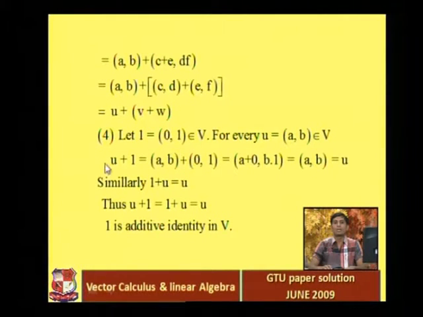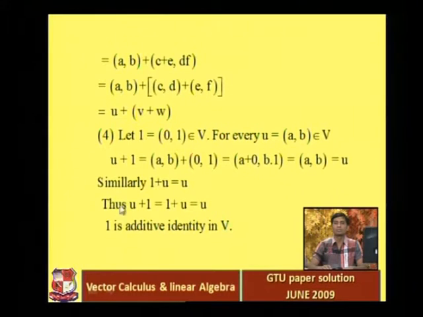Now what is our identity? Here we denote our identity element in this manner: 1 is equal to (0,1). Why do we take this (0,1)? Just try to understand. Definitely (0,1) belongs to V, because the first coordinate is a real number and the second coordinate is greater than 0. So (0,1) belongs to V. For every u equal to (a,b) belonging to V, u plus 1.